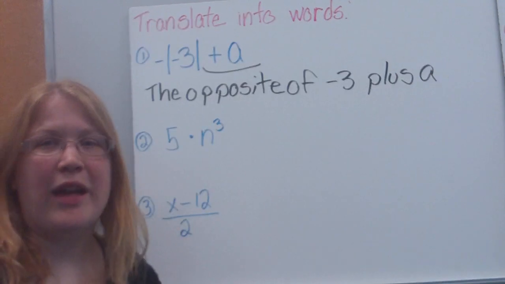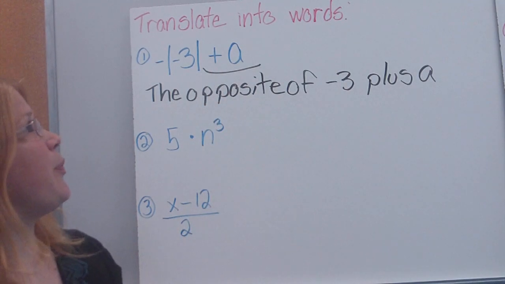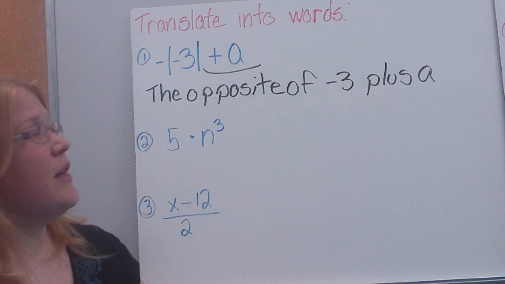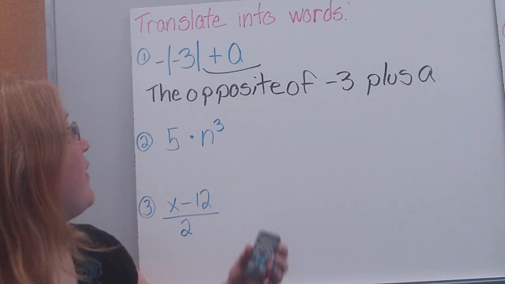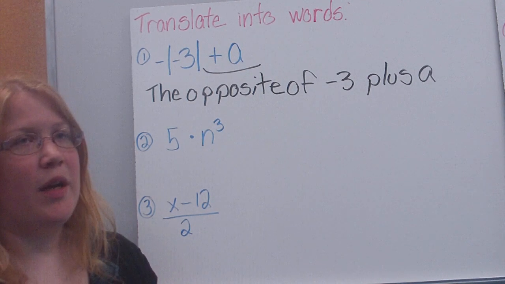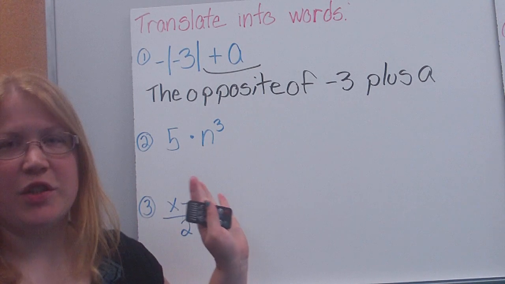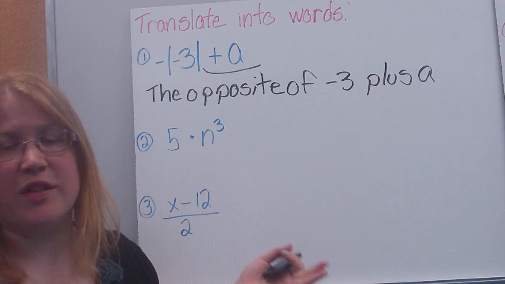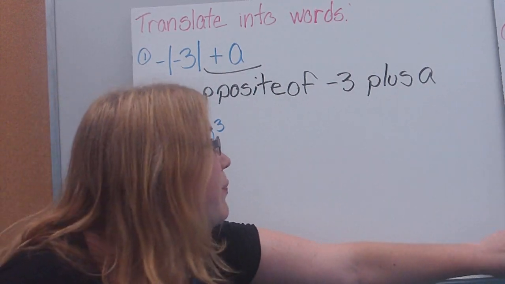Now, is that the only way I could have written it? No, there are a few other ways I could say this. I could say a number plus the opposite of the absolute value of negative 3, or I could say negative absolute value of 3 in addition to a. So there's not just one right way to say it. When you're using words, there's a couple different ways you can say it. I'm just picking the way that I would commonly choose to do it.